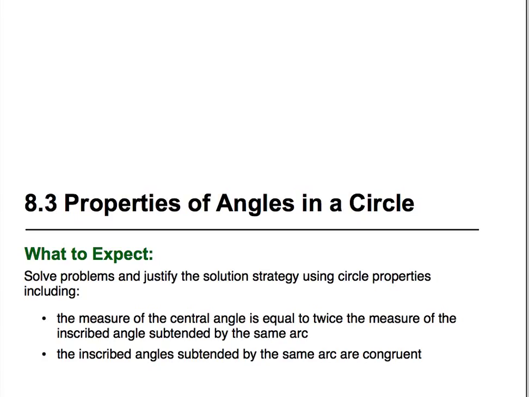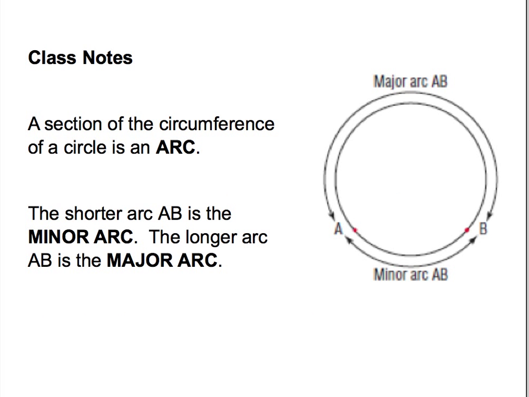Hi, this is Unit 8, Lesson 3, Properties of Angles in a Circle. And we're going to talk about the relationship between a central angle and an inscribed angle, and then also the relationship between any inscribed angles in a circle. I know that there's some new terminology there, so we're going to talk about the terminology before we actually get into the math. So first of all, we have to know what an arc is.